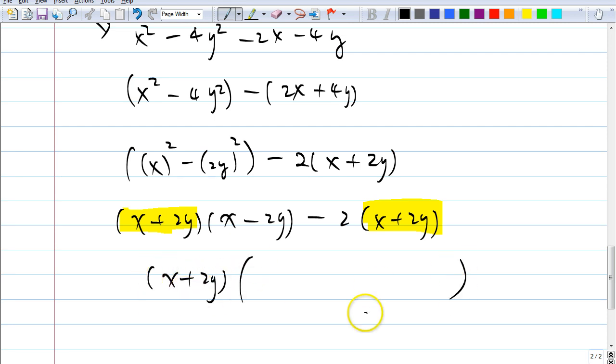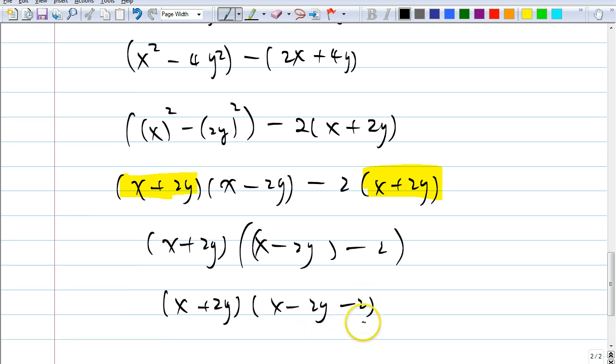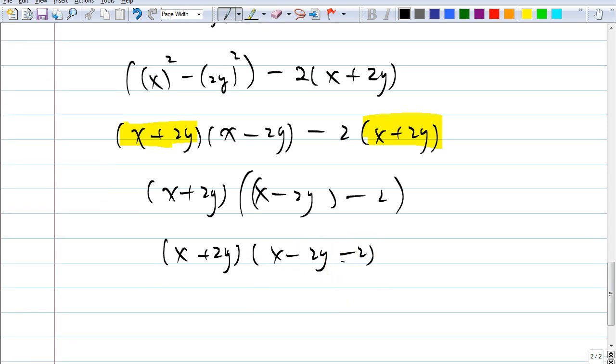What's left? X minus 2y minus 2. And of course, you could rewrite this a little bit simpler. You don't want to leave it like this. You want to write x plus 2y times x minus 2y minus 2. Even if you're factoring inside the parentheses, you want to simplify. By the way, that's a trinomial, isn't it? Is that a factorable trinomial? No, it's not in the form of ax squared plus bx plus c. So there's your answer.